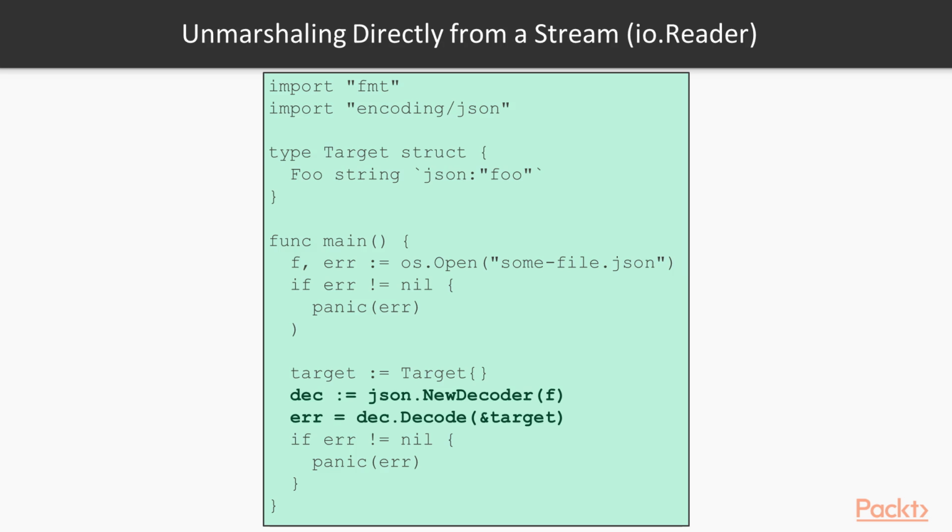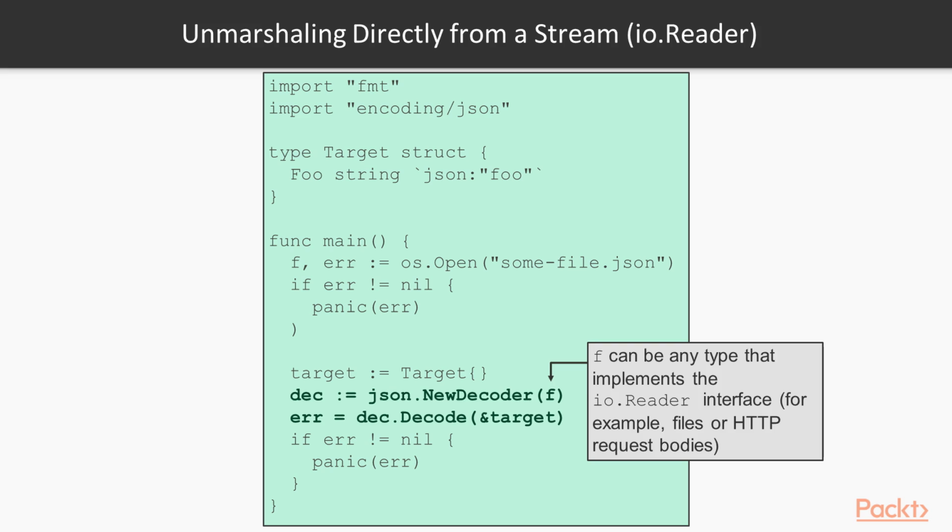To directly decode JSON from a stream, instantiate a new JSON decoder using the newDecoder function. That function takes an I/O reader as parameter. In this example, that's an open file, but in practice it could really be anything, like for example an HTTP request body or anything else that implements I/O reader. Then, on that decoder, call the decode method with a pointer to an empty target structure.